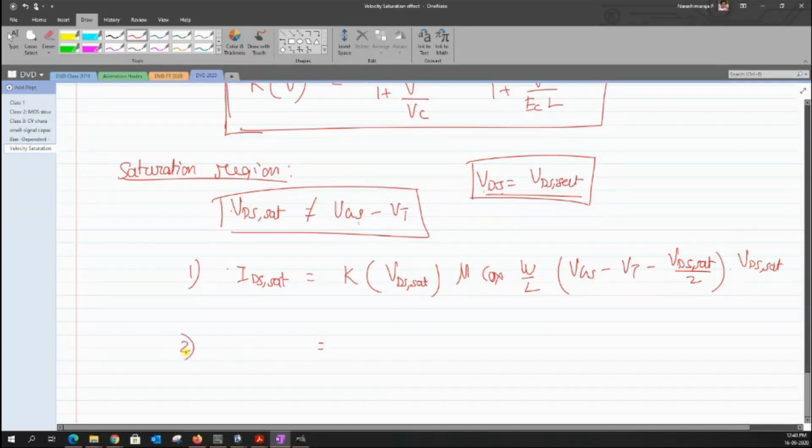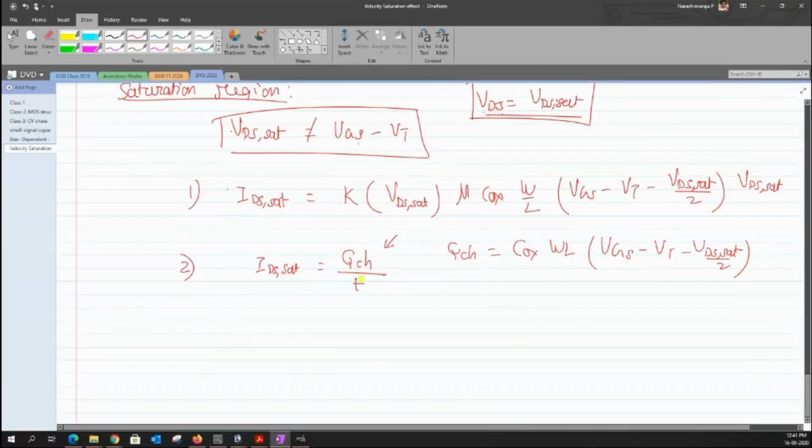There is also one more expression which we can derive just by making use of the current equation that we did for our linear region. How I can express this current equation in terms of charges? It is written as QCH divided by the transit time, right? Anyhow, the QCH expression remains the same, doesn't matter.